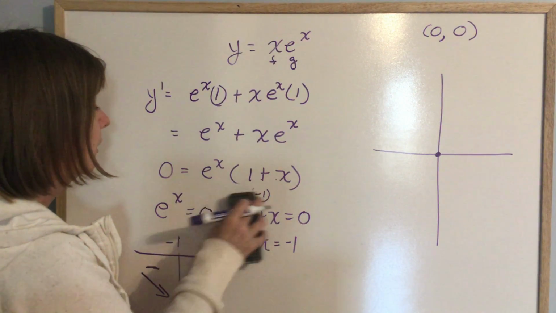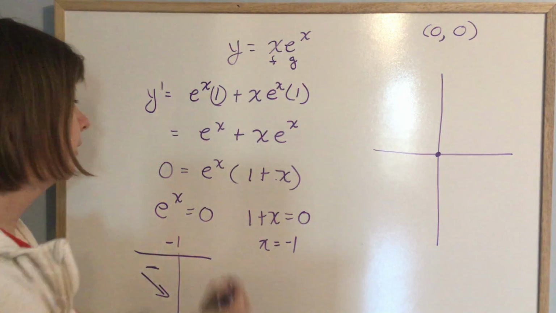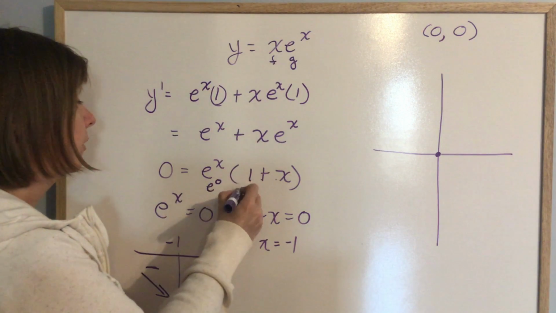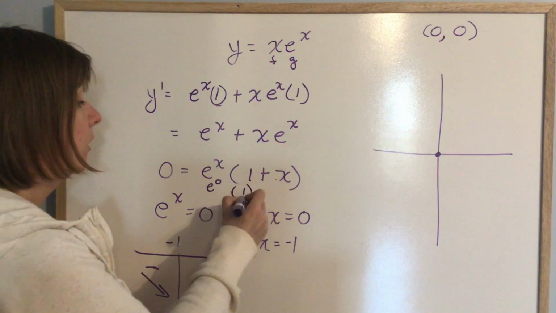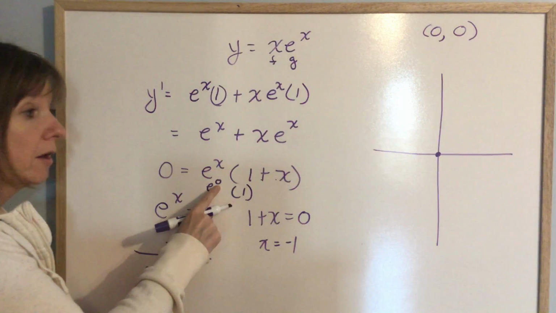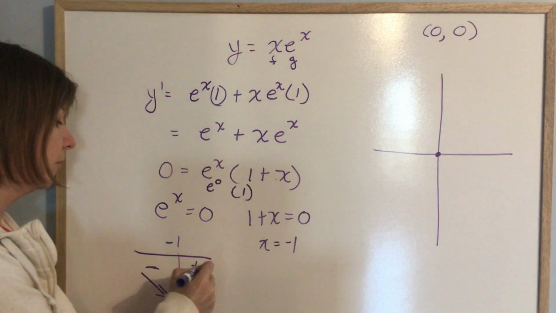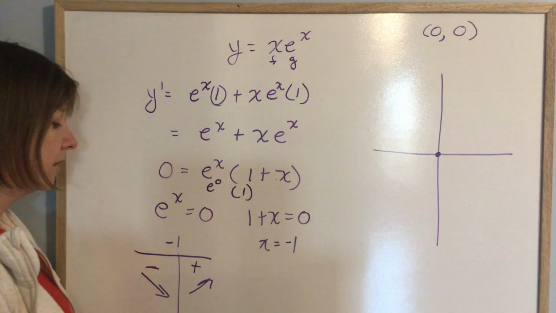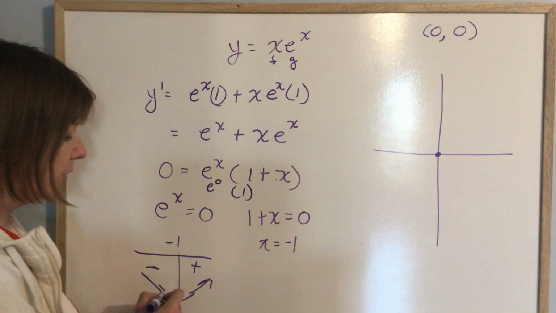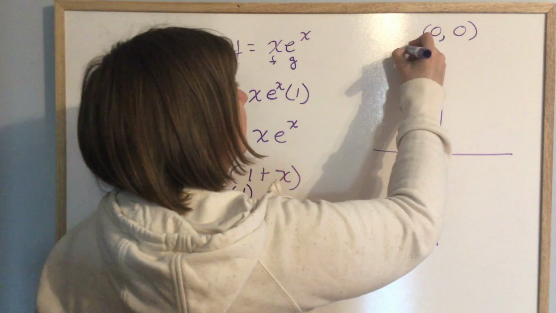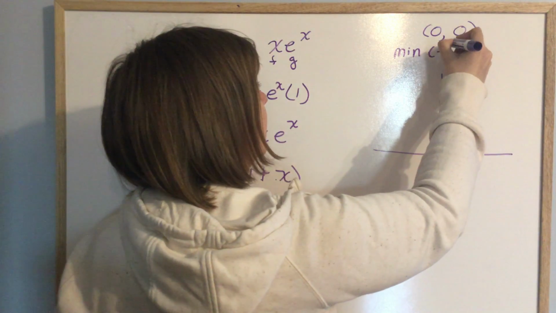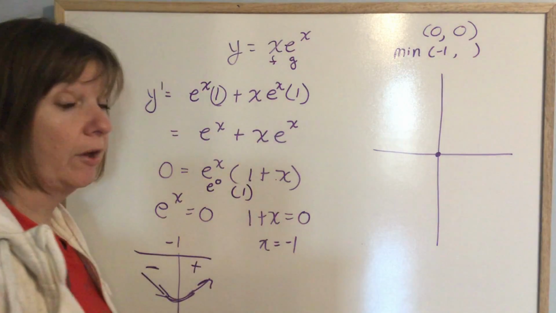If I do 0, I have e to the 0, and 1 plus 0 would be 1. Well, e to the 0 is 1. 1 times 1 is 1. It is positive, so it is increasing. So that means I have a minimum at -1. So let's find out what that is.